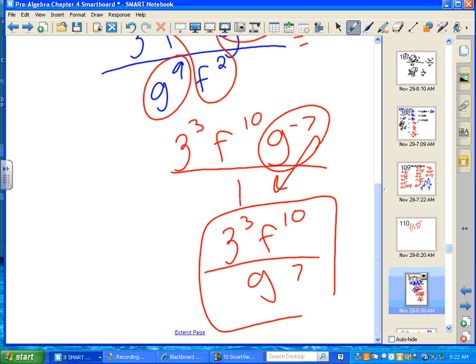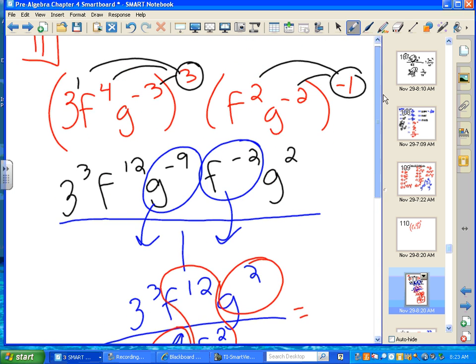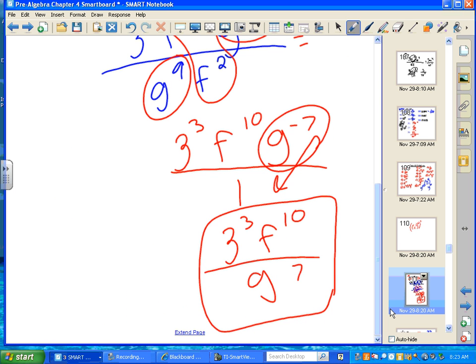Okay. I will warn you guys, yeah, you'll see problems like this on your test next week. But if you follow, get rid of parentheses first. Second step, move negative exponents. Third step, keep simplifying until you don't have negative exponents. Then you're good. You'll get it. Okay, Alyssa?